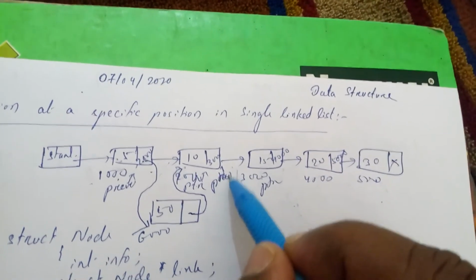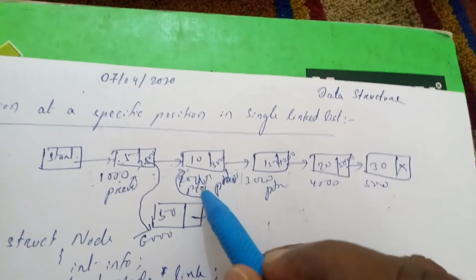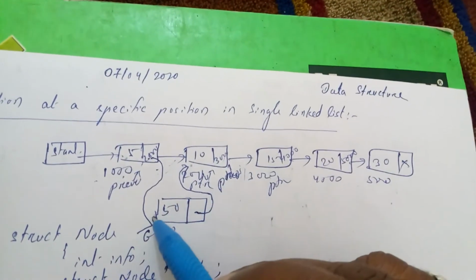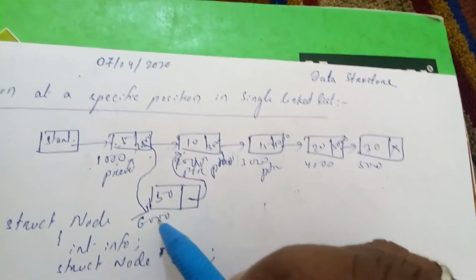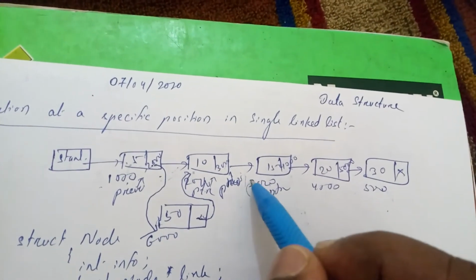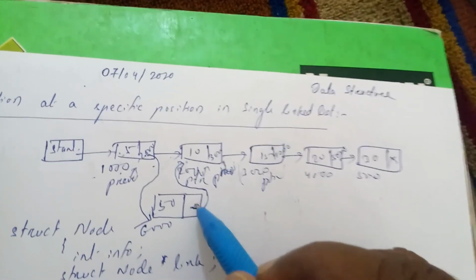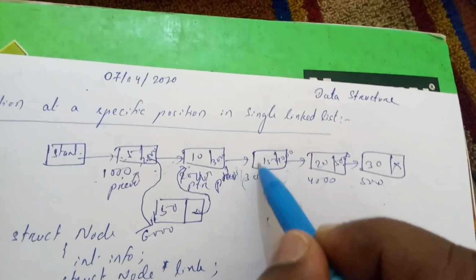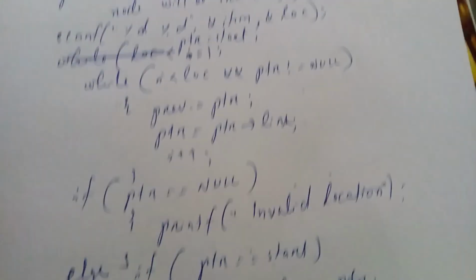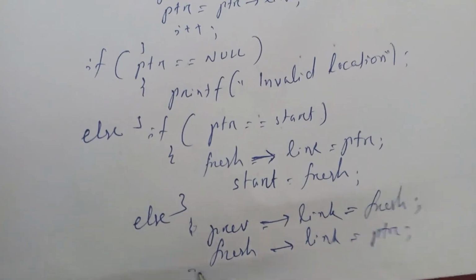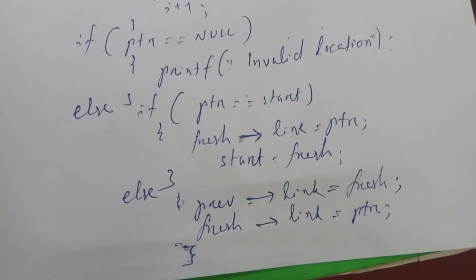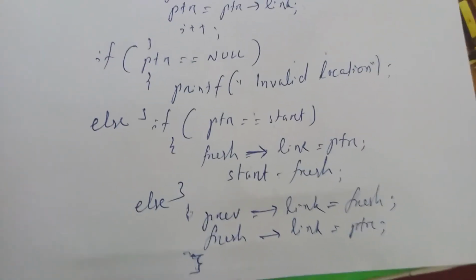That means previous link, this one, will contain the address of the newly created node, and fresh link, that means this value, will hold the ptr value, that means the 3000 value will come here. That means it will point to this node. That means this node will come to the location 3. Got it? That is how the node is inserted at any position given by the user. Thank you. In the next class we'll see the others.